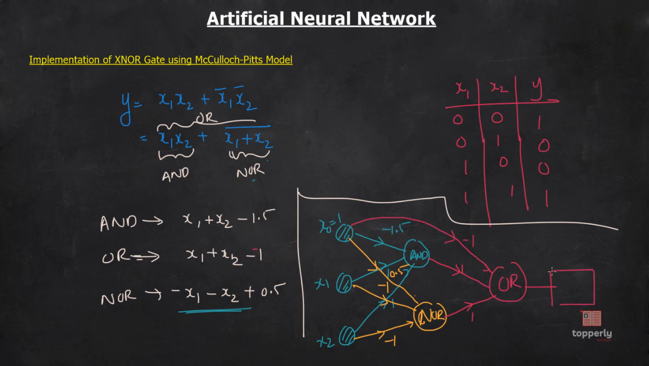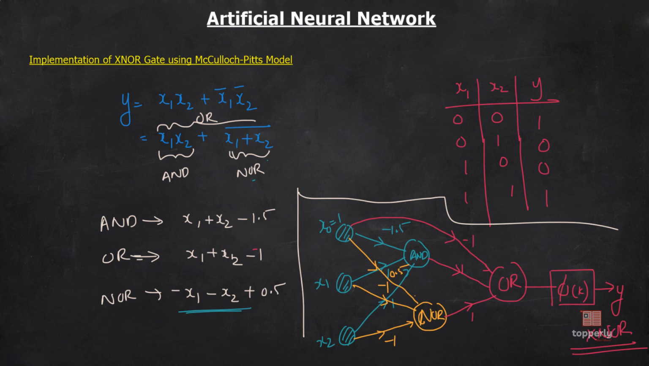And this will be passed on to an activation function phi of k, which is the threshold function. And we will get the output y, which is the XNOR gate. Okay. Thus, we have successfully implemented the XOR gate and XNOR gate using McCulloch-Pitts model. Now, we will move on to the next topic, that is implementation of logic gates using Hebbian mechanism.